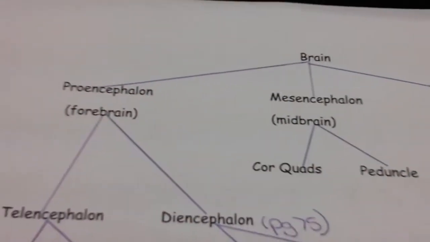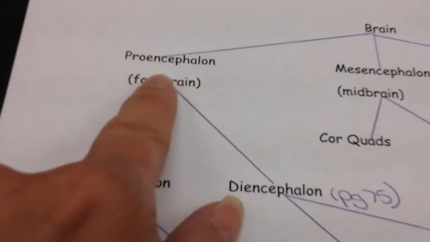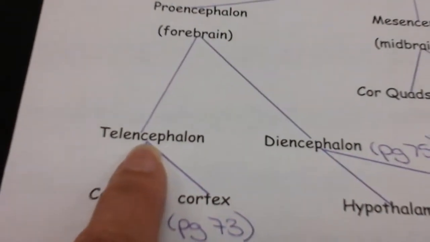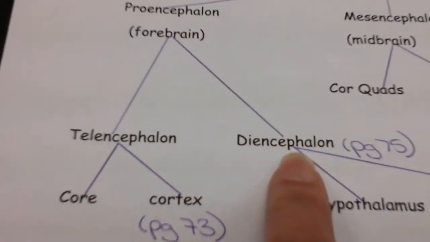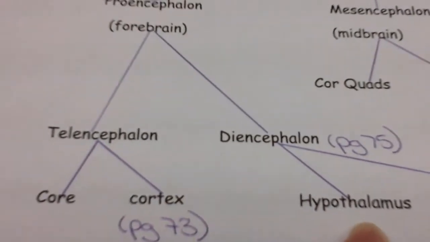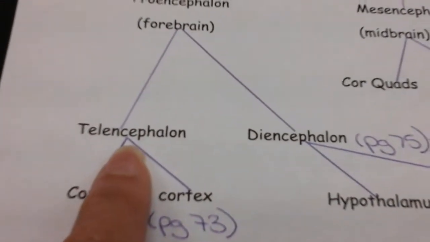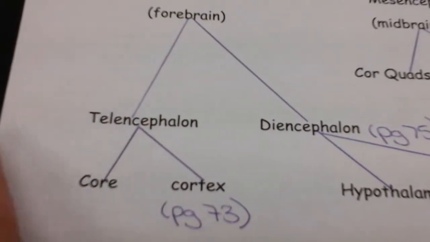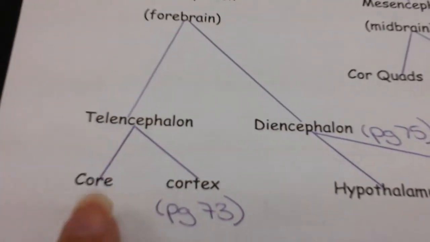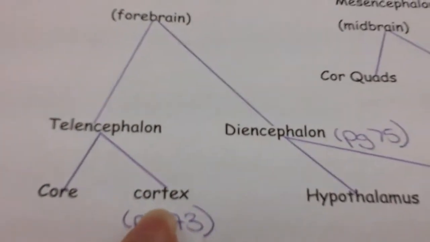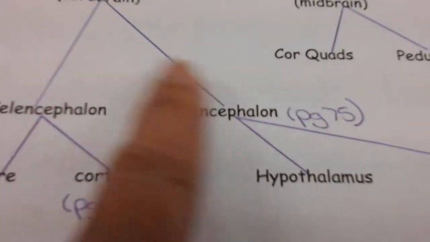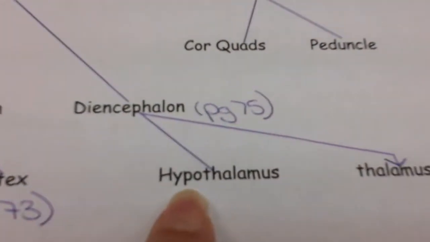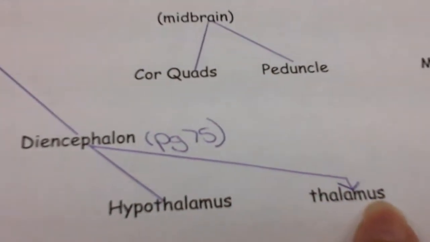And so we talked about how the forebrain divides into two parts. You have the telencephalon, which is commonly called the cerebrum, and you have the diencephalon. Di meaning two, it's going to have two parts to it. But the telencephalon is what we call the cerebrum, and it is the largest portion of the brain. It contains the core, and it contains the cortex. And the diencephalon, which is still part of the forebrain, has the hypothalamus and the thalamus.